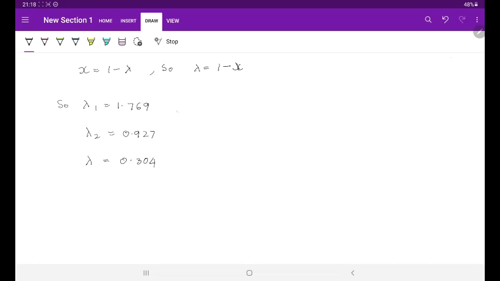It can be seen that the sum of lambda 1, lambda 2 and lambda 3 is equal to 3, which is the same as the trace of R, that is the sum of the main diagonal element. Similarly, we can also see that the product of lambda 1, lambda 2, lambda 3 is equal to 0.499, which is same as determinant of R.